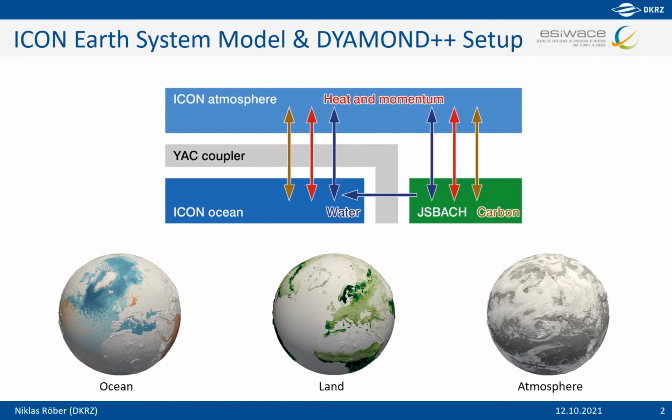showing sea surface height, with everything in red above and in blue below mean sea level. In the middle we see the land surface, shaded according to the leaf area index, an indicator for the density of vegetation, and on the right hand side the atmosphere with clouds as a combination of vertically integrated cloud water and cloud ice.